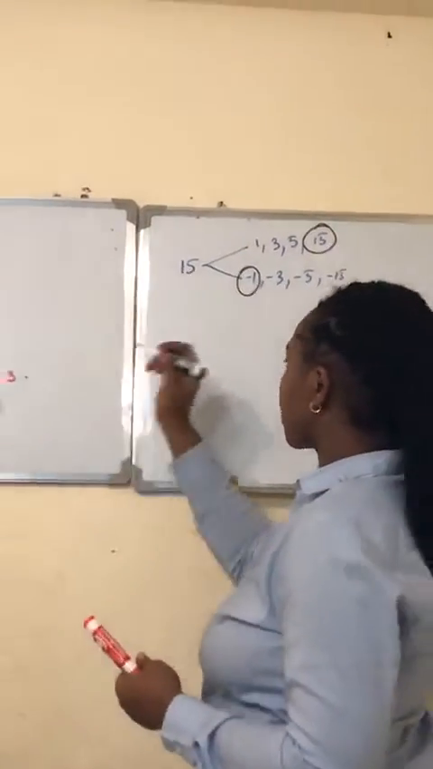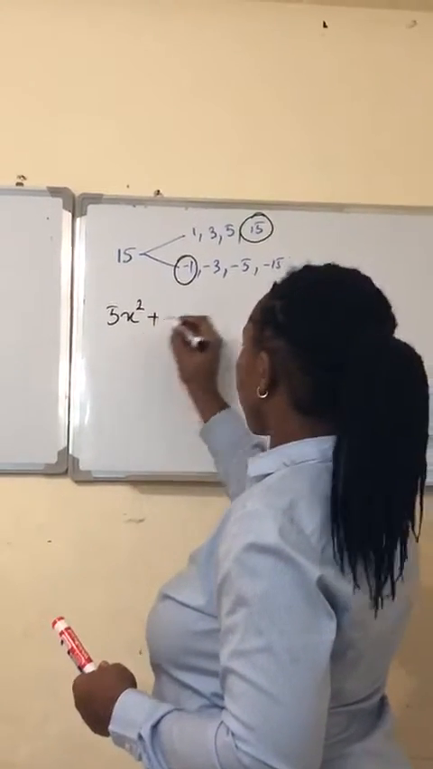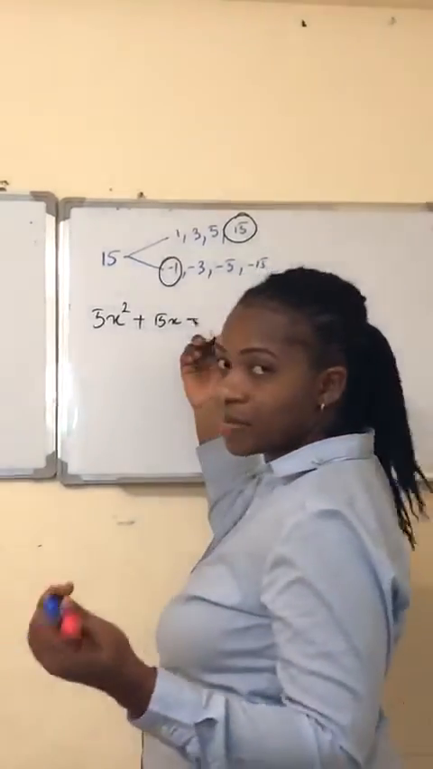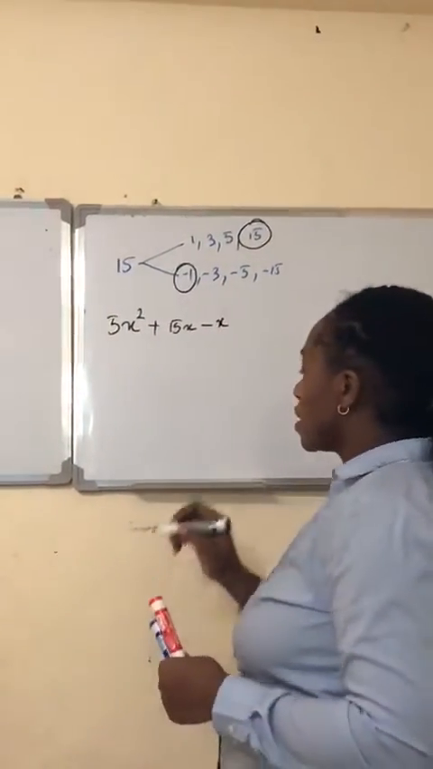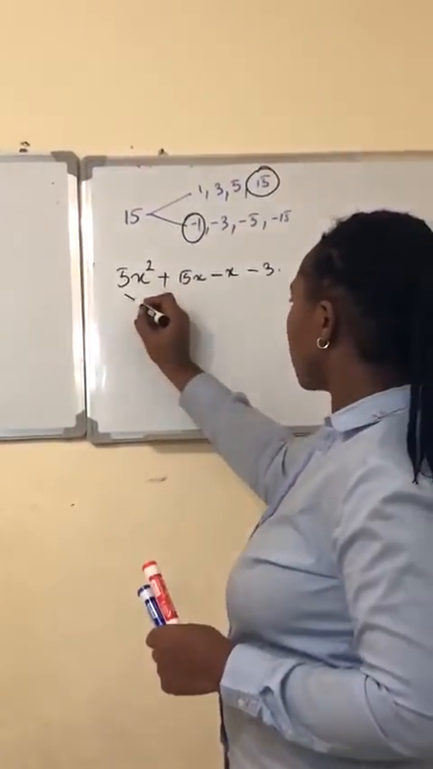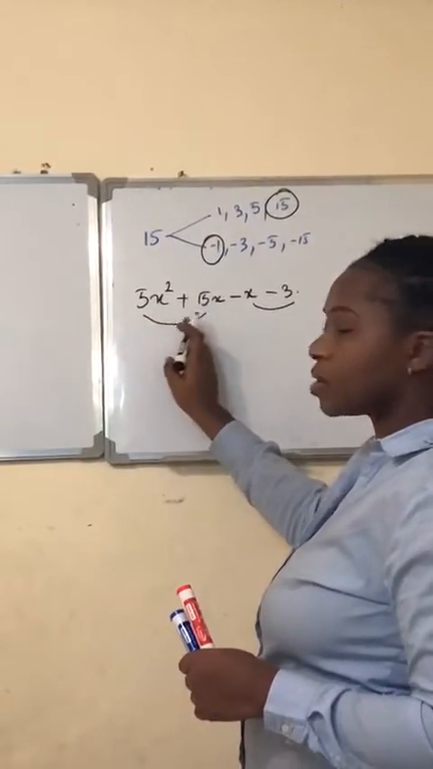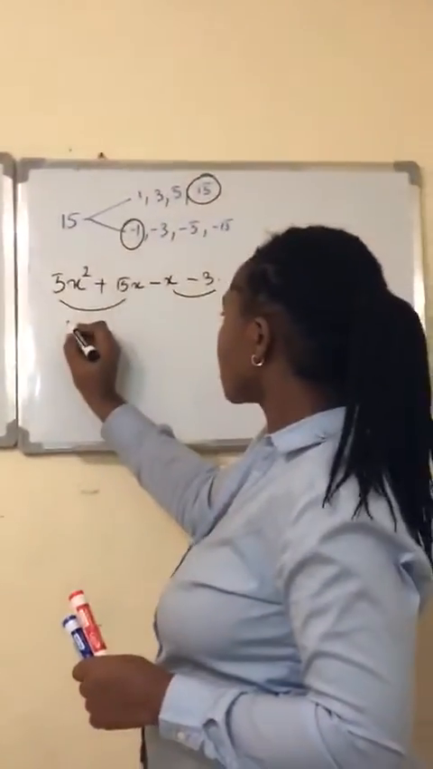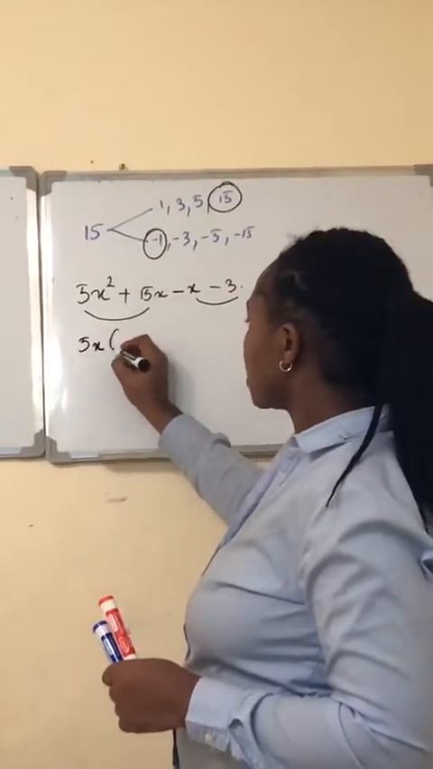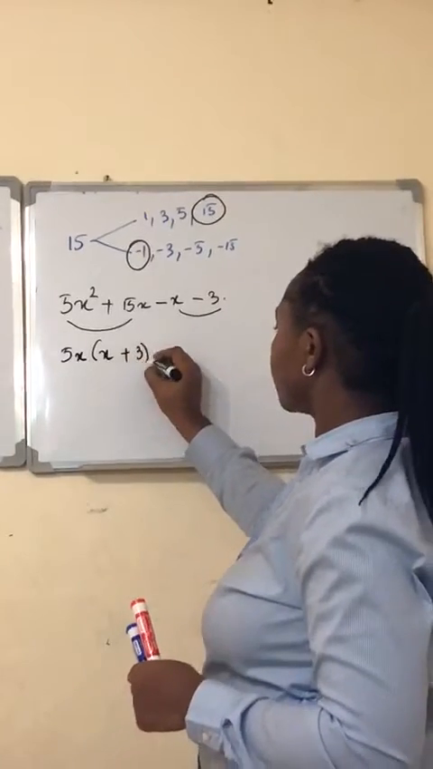So I come back to my expression, I simply write my 5x to the power 2 plus 15x minus 1x, which is the same as x, and we simply write our x and minus 3. Again, we go by grouping. We can group these two terms. So if I group this, I discover that 5 is common between itself and 15, which gives us 5. And again, x is common. We can still factor out x. So what is left in the bracket is x plus 3.